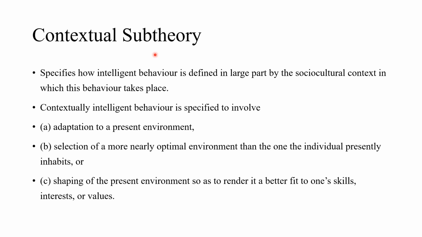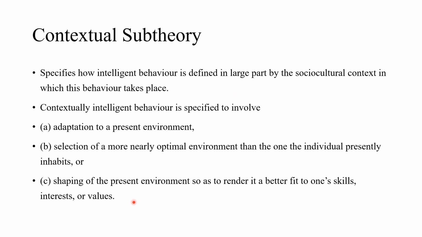Then comes selection of a more optimal, nearly optimal environment. When there is more than one environment present to us, we are able to think about the optimal environment that fits our needs and our interest. Selecting that also comes under contextual intelligence. Okay, not necessarily everyone is able to do that. And shaping of the present environment. Most of our problems happen when there is a misfit between the environmental demands and our interest, our skill set, and the way we process and deal with things.